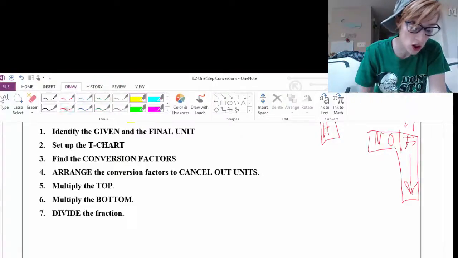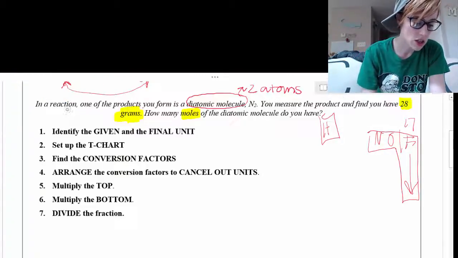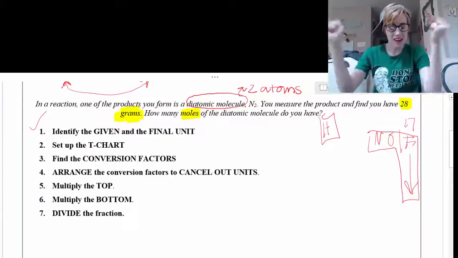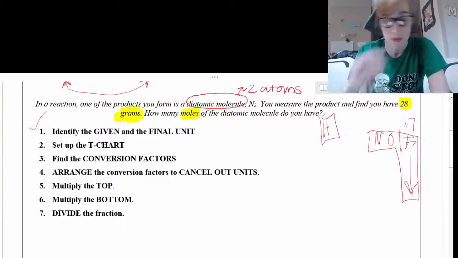So I always start, when I set up my T-chart, by the way, we've done number 1. Yay! Give yourself a little pat on the back. Great job. You've survived thus far.